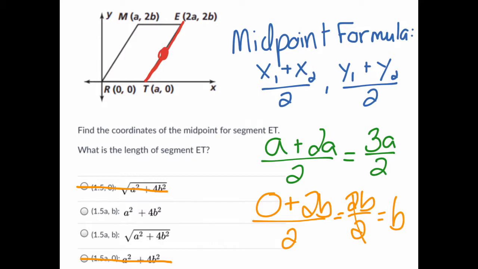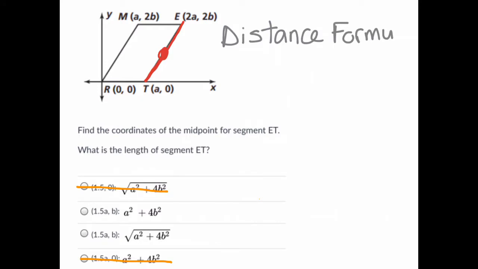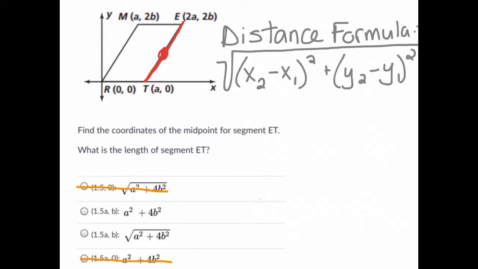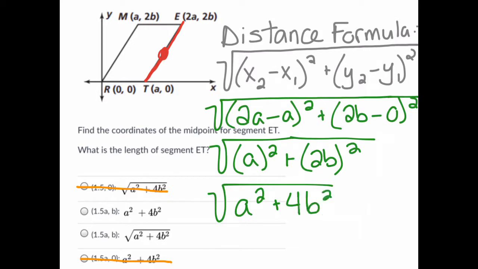Then they ask us to find the length of segment ET, for which we'll use the distance formula, which I've written down here for us, and then we just plug in our values and solve using algebra. So here the values have been plugged in, and now we're going to simplify. And there's our answer, a times the square root of a squared plus 4b squared.